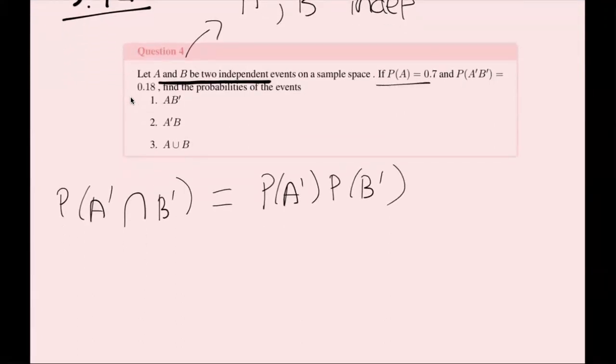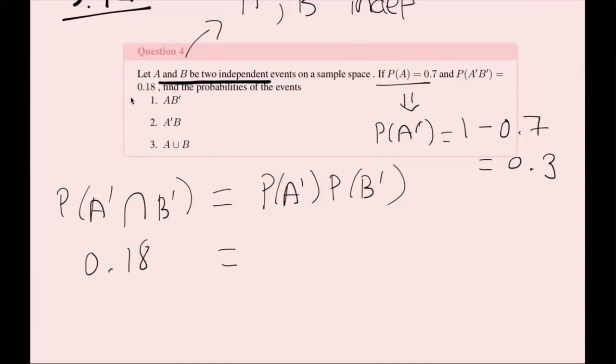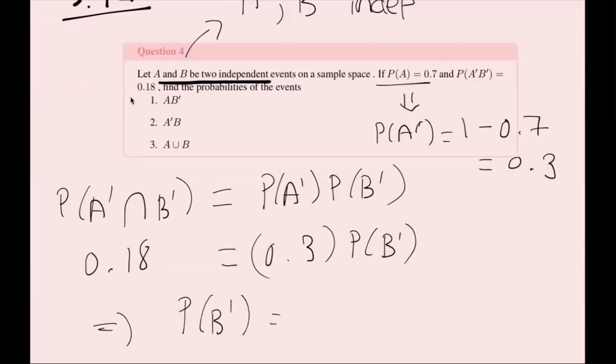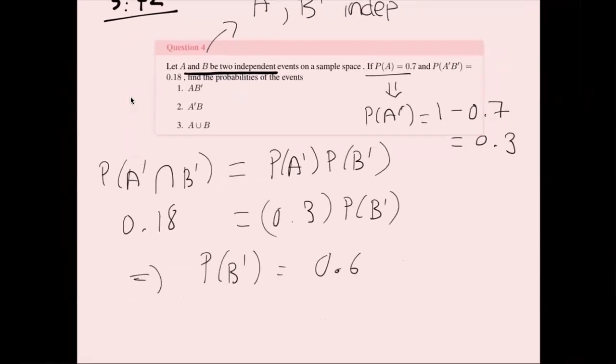We know probability of A is 0.7. Therefore, probability of A complement is 1 minus 0.7, which is 0.3. So I'm having 0.18 equal to 0.3 times probability of B complement. Therefore, probability of B complement is 0.6.